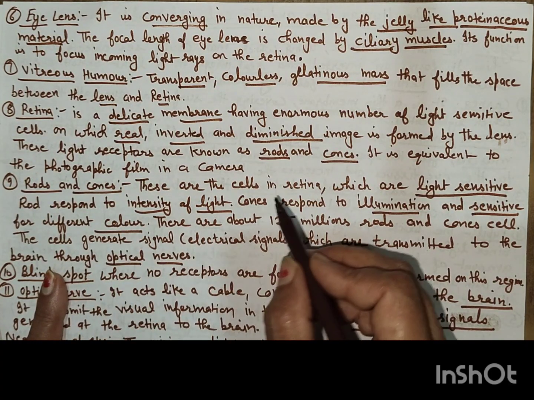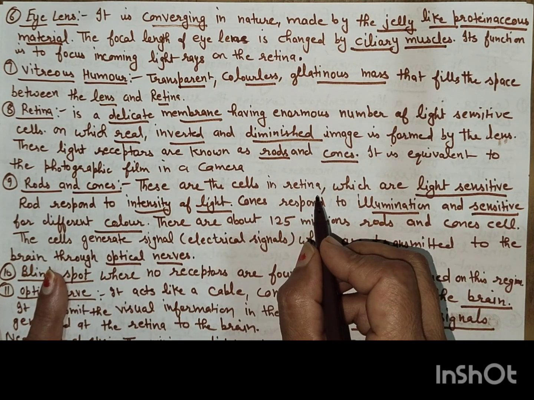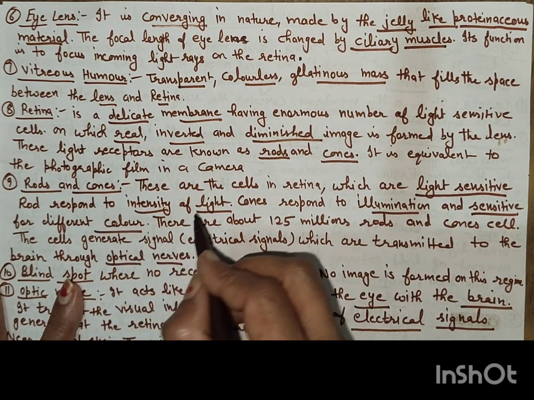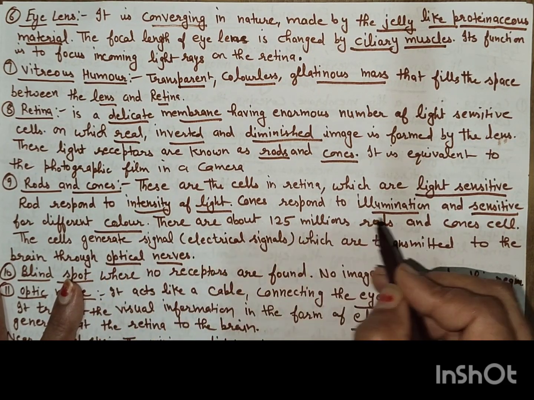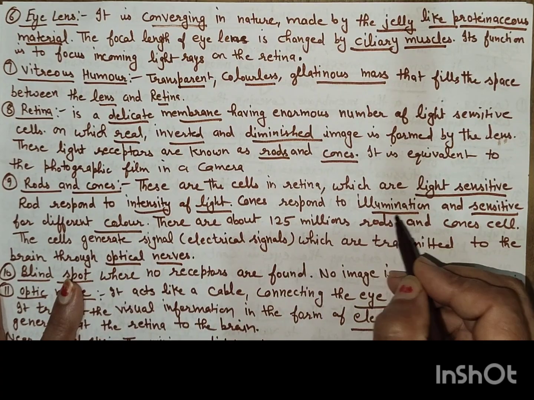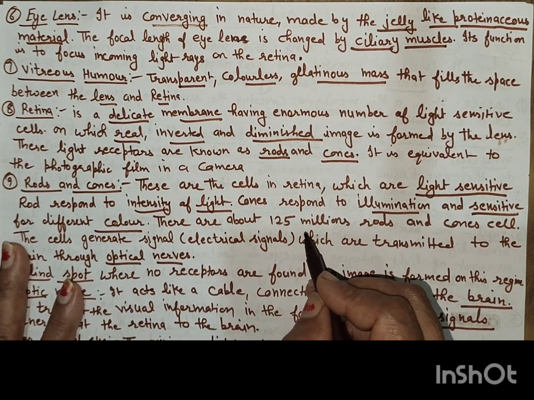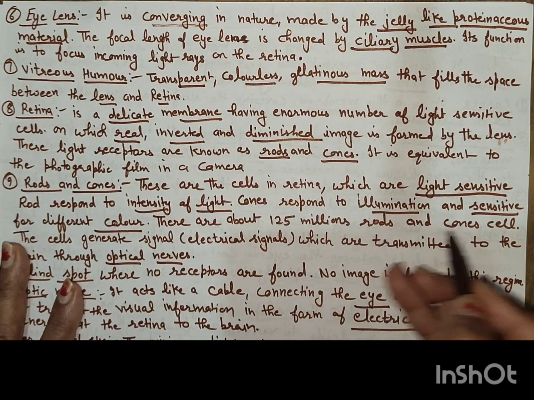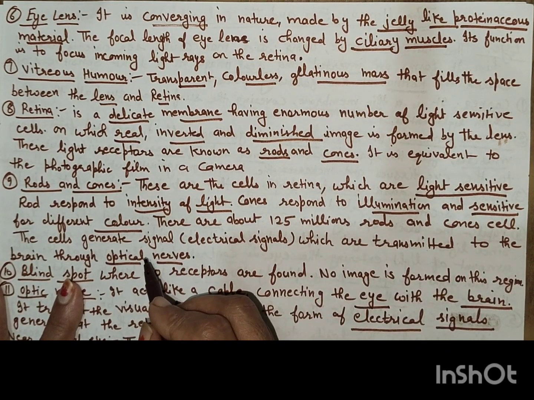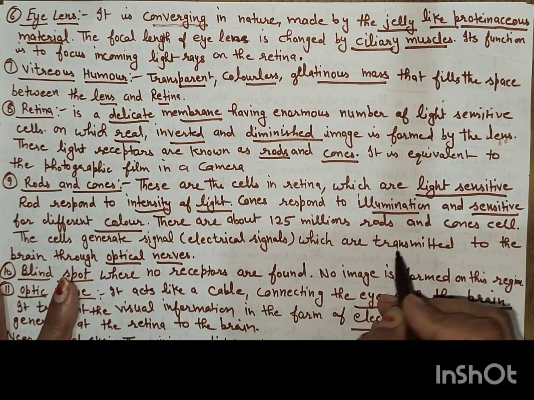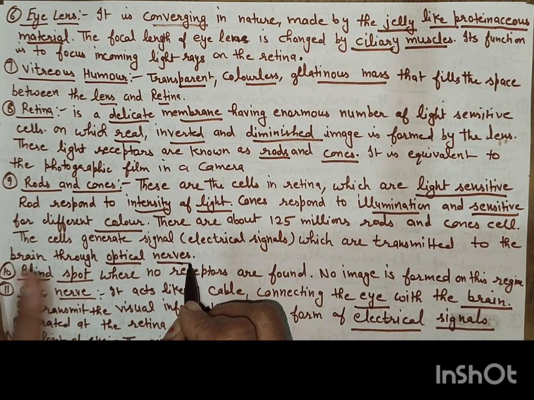Rod and cone cells. These are the light-sensitive cells in the retina. Rods respond to the intensity of light. Cones respond to illumination and are sensitive to different colors. There are about 125 million rod and cone cells. The cells generate electrical signals which are transmitted to the brain through the optic nerves.